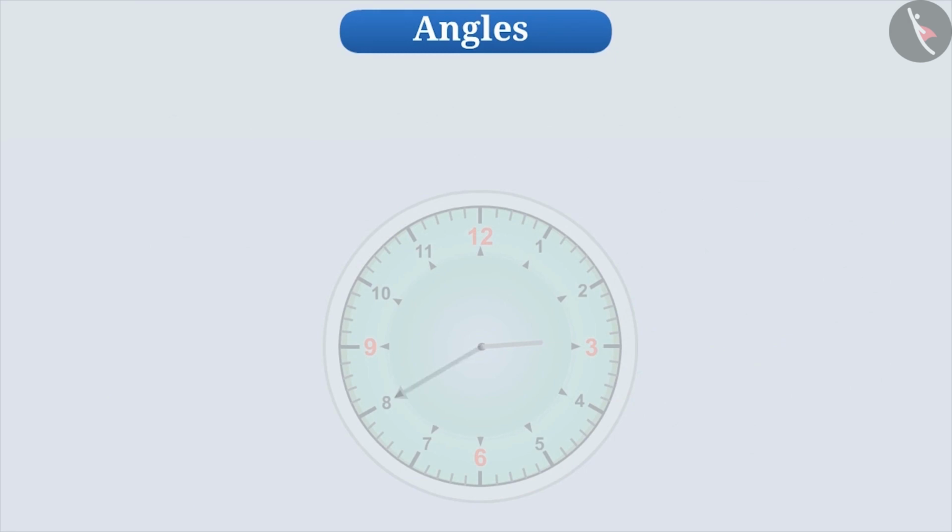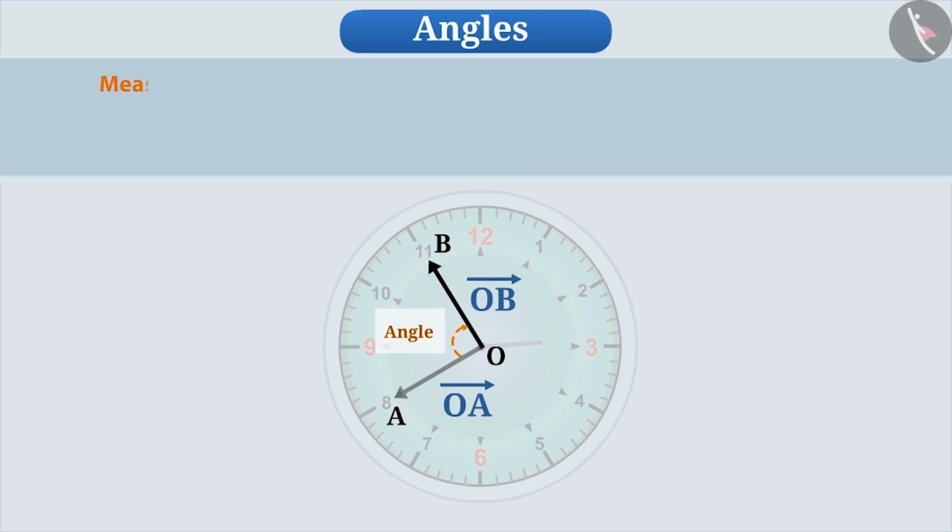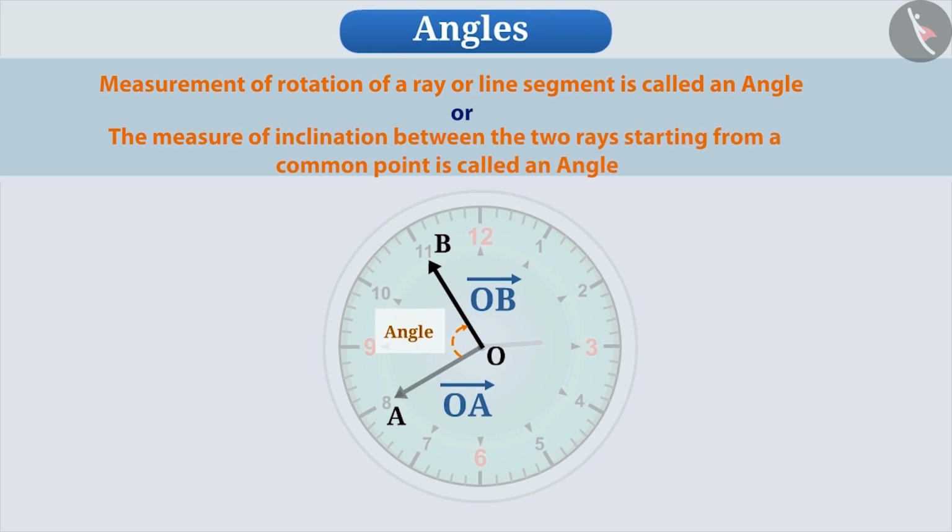If we represent the initial position of the needle with ray OA and the new position after rotation by ray OB, we can say that ray OA has rotated through the angle AOB and has come to the position of ray OB. In this way, the measure of rotation of a ray or line segment is called an angle, or we can also say that the measure of inclination between the two rays starting from a common point is called an angle. Both rays making angles are called the arms or sides of that angle, and the common starting point of both rays is called the vertex.